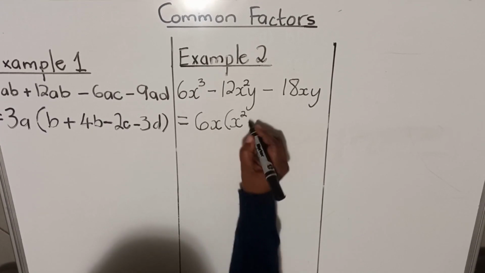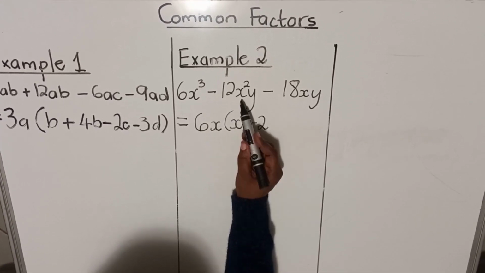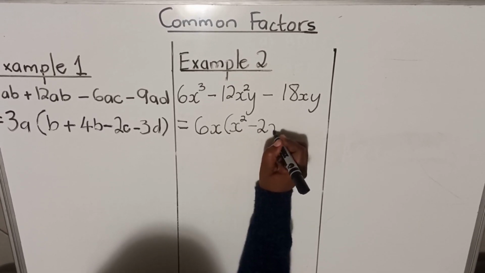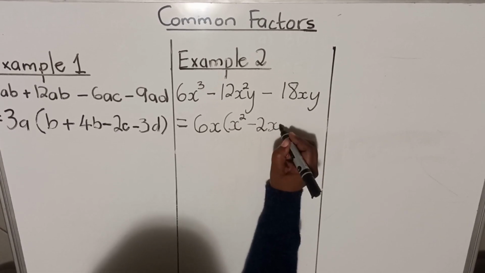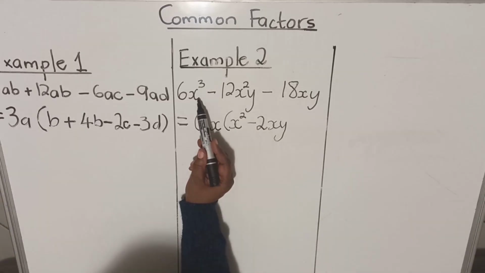Next term, the sign is negative. And then I have 12 divided by 6 is 2. And then I have x squared divided by x, so I'll have 1x left. And then y also. Y could not be a common factor because the first term didn't have y.